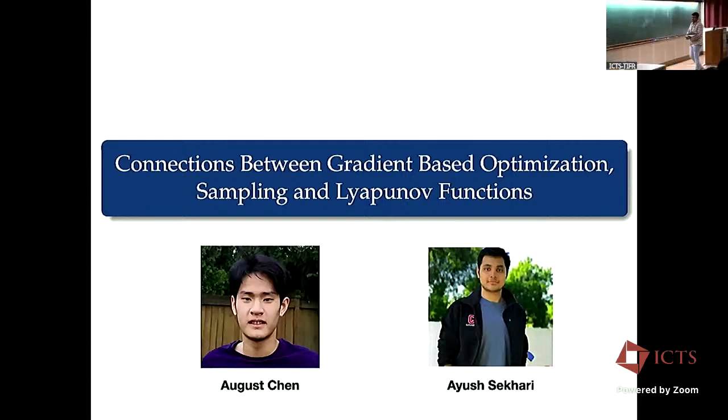So I'm going to be talking about the connection between gradient descent, SGD, gradient flow type algorithms, and sampling, especially gradient-based sampling. The connection is going to be through Lyapunov potentials.